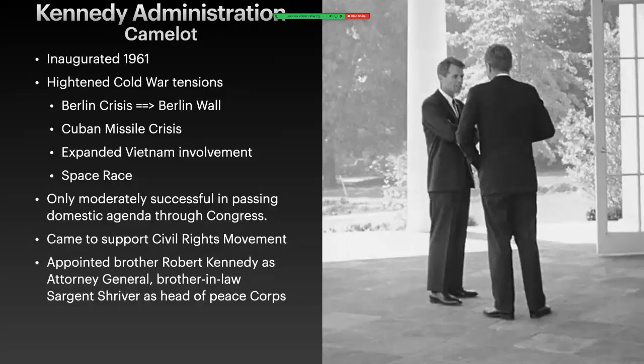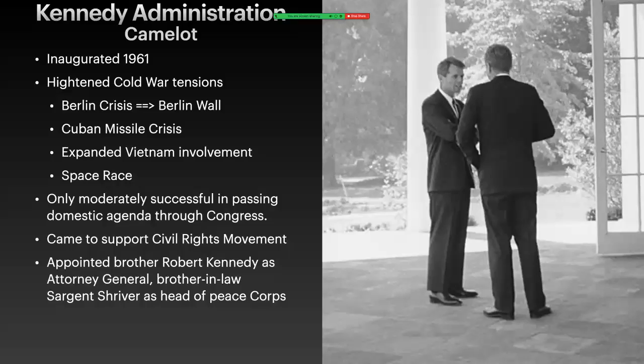But a lot of the domestic things Kennedy wanted to do didn't end up happening until after Kennedy died. Lyndon Johnson sort of rolled them into his program, which was the Great Society. Kennedy ended up being a supporter of civil rights. At the beginning, he was not.